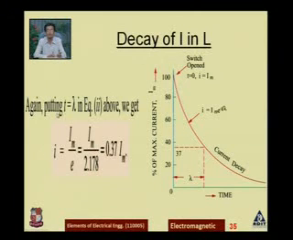So again, putting t is equal to lambda in the above equation, we can say that I is equal to Im divided by e. What is the value of e? The value of e is equal to 2.718. So what will the equation become? 1 divided by 2.718, that is 0.37, into Im.